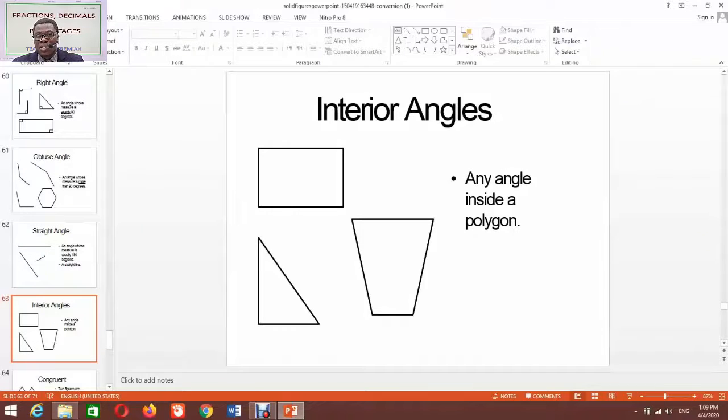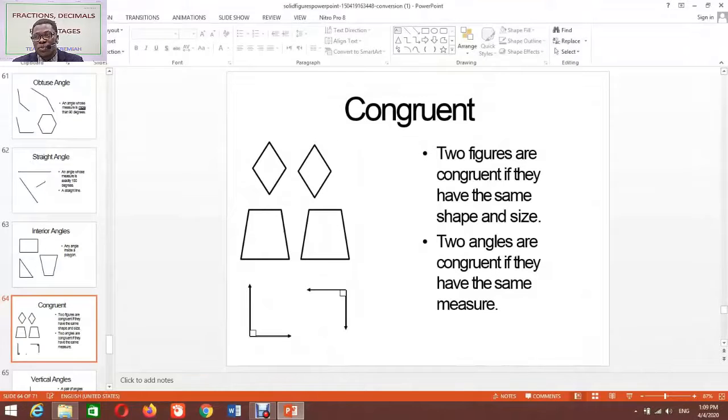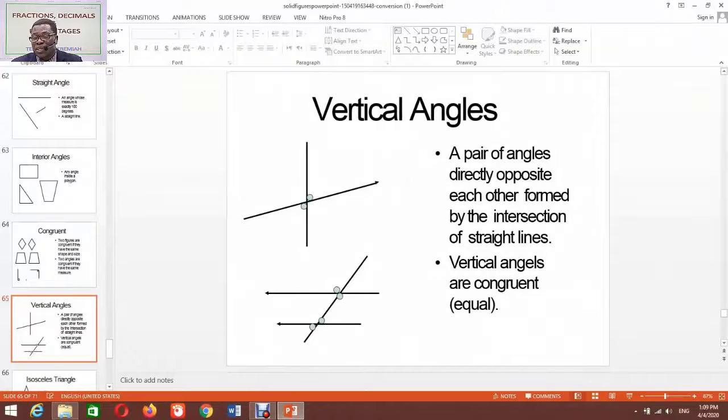Interior angles. Any angle inside a polygon. Congruent. 2 figures are congruent if they have the same shape and size. 2 angles are congruent if they have the same measure. Vertical angles. A pair of angles directly opposite each other by the intersection of straight lines. Vertical angles are congruent.